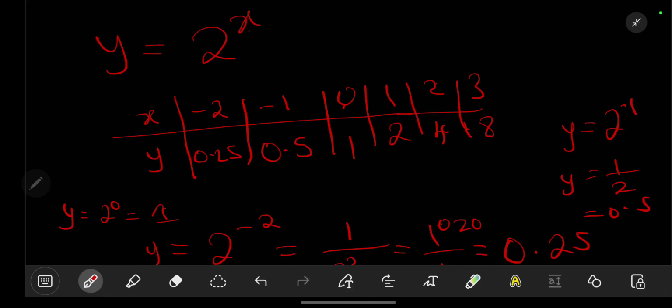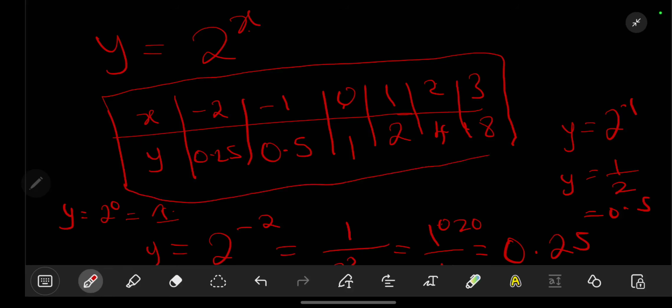If we put 3 there, we are going to have 8. Have you seen the behavior of this graph? No matter what value you put, it's always going to be a positive value. We can say that it's always above 0, meaning that is our asymptote. That is the line which your graph will not touch.